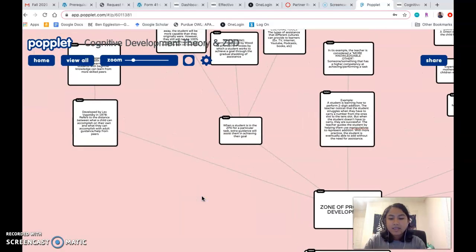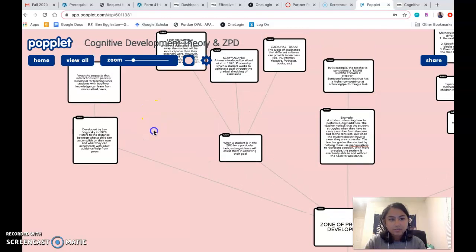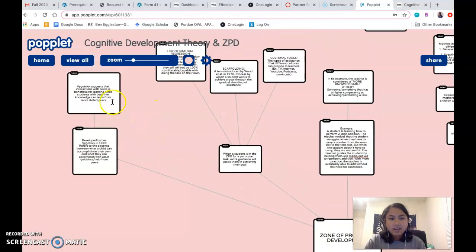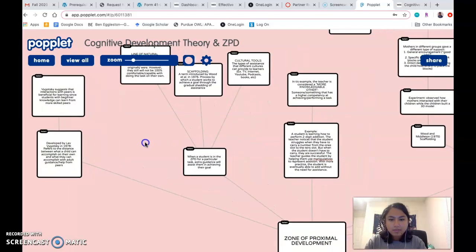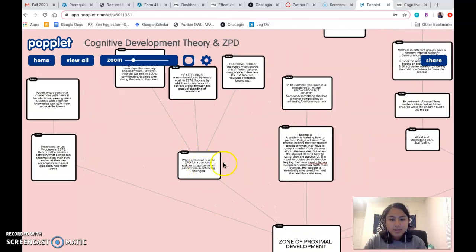So, the idea of the zone of proximal development, ZPD for short, was developed by Vygotsky in 1978. ZPD refers to the distance between what a child can accomplish on their own and what they can accomplish with adult guidance or help from peers. Vygotsky suggested that interactions with peers are beneficial for learning, since students with beginner knowledge can learn from more skilled peers. So, when a student is in the ZPD for a particular task, extra guidance will assist them in achieving their goal.